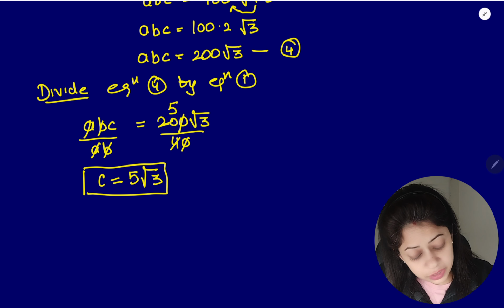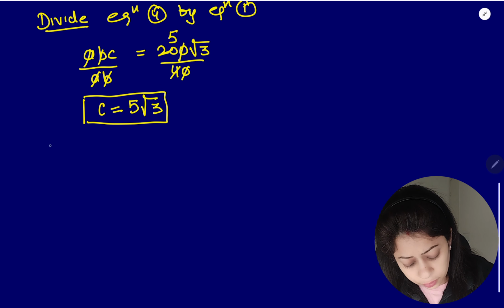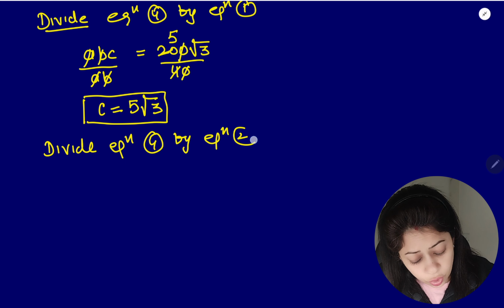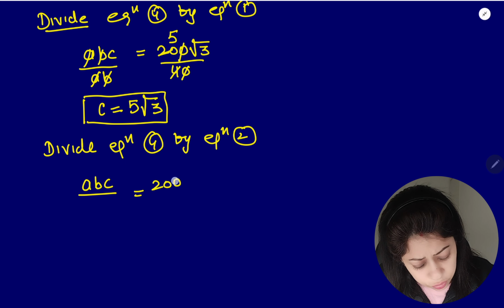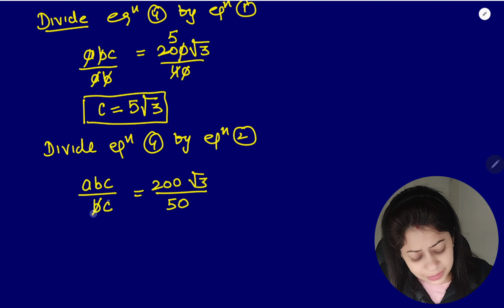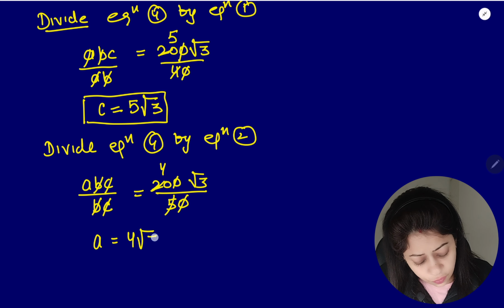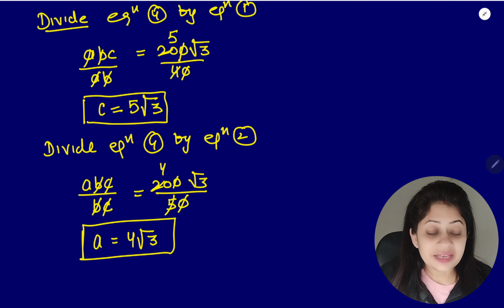Similarly, now we will divide equation 4 by equation 2. ABC by BC is equal to 200 root 3 by 50, right? So we will cancel out B and C, and here we will get 4. So we got A is equal to 4 root 3, right?